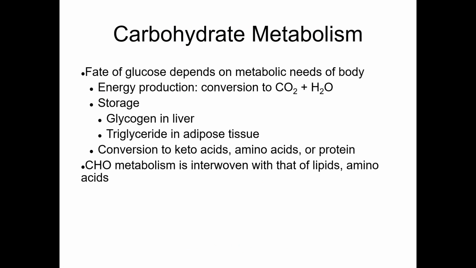Carbohydrate metabolism. The fate of glucose depends on the metabolic needs of the body. Energy production is one of the major reasons why we need carbohydrates coming into the body, so we convert that sugar to carbon dioxide and water. We can also store the glucose in the body, as glycogen in the liver or as triglycerides in adipose tissue. Conversion to keto acids, amino acids, or proteins is also possible. And CHO or carbohydrate metabolism is interwoven with that of lipids and amino acids.